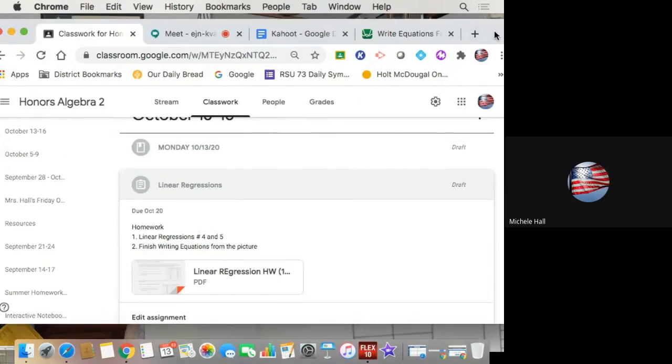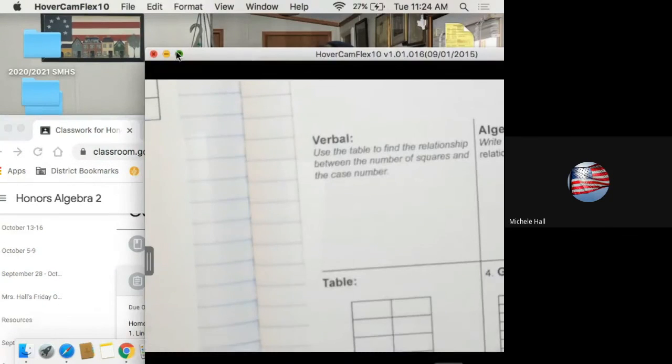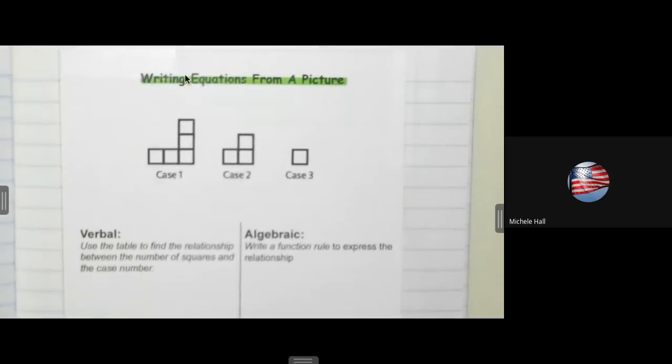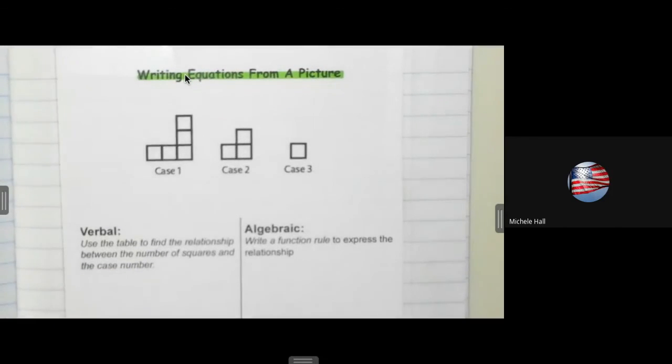This is the last part of linear functions. We've done graphing, writing equations, parallel perpendicular lines, linear regressions, and now we're writing equations from a picture, and this is going to be the last linear functions, and we'll be moving on to quadratics. Okay, this is it. This is everything for linear functions. There's nothing else out there for linear functions that you guys have not seen.